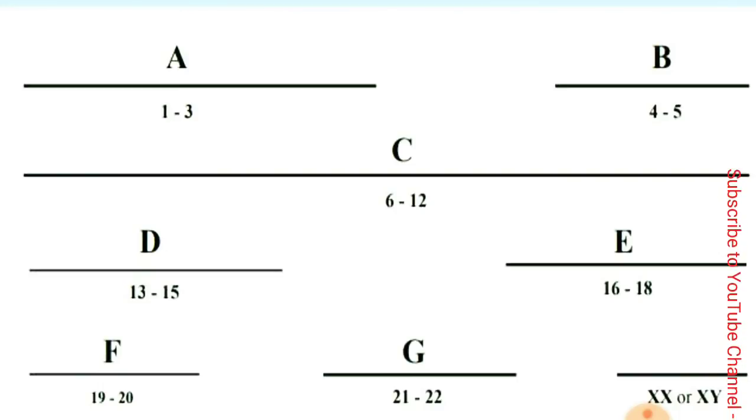Chromosomes 4 and 5 are in the B group, 6, 7, 8, 9, 10, 11, 12 in the C group, and 13, 14, 15 in the D group, and 16, 17, 18 in the E group, and 19 and 20 in the F group, only 2 chromosomes here. 21 and 22 are in the G group, only 2 chromosomes.